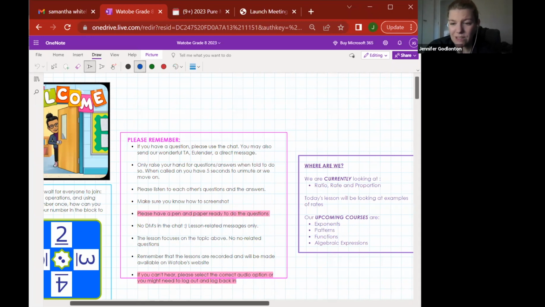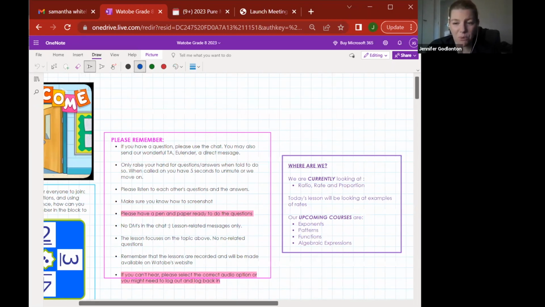At the moment, let's just currently look, we are on ratio, rate, and proportion. And we're going to be doing examples of rate today. Our upcoming courses are going to be exponents, patterns, functions, and then algebraic expressions, all the fun stuff. I always love those. Hundreds. It's going to be a very fun term next term.